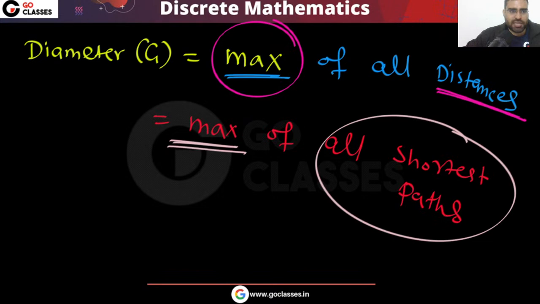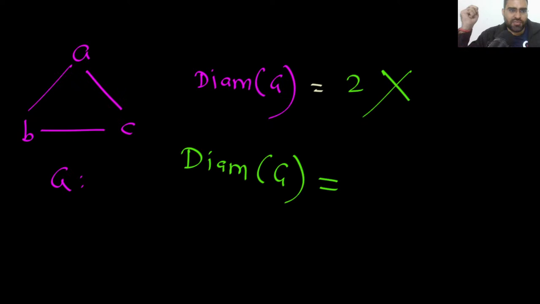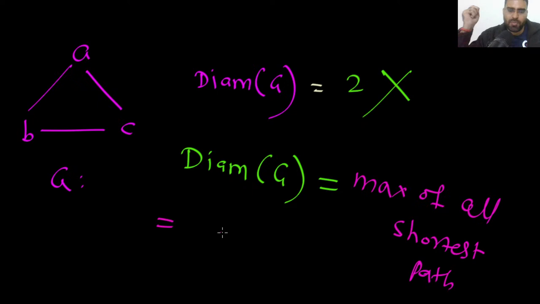For example, in this graph, what is the diameter? Look at this graph and tell me what is the diameter of this graph. So can I say diameter is 2? Like from A to B, diameter is 2, like length 2. So this will be wrong. Diameter is only 1. From anywhere to anywhere, you take the maximum of all shortest paths. So these shortest paths are 1, 1, the maximum of 1, 1, 1 is 1. So diameter is only 1, not 2.